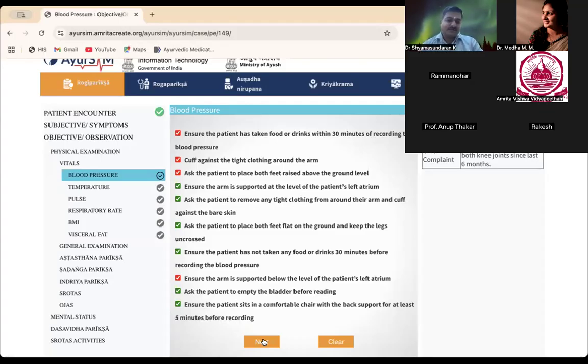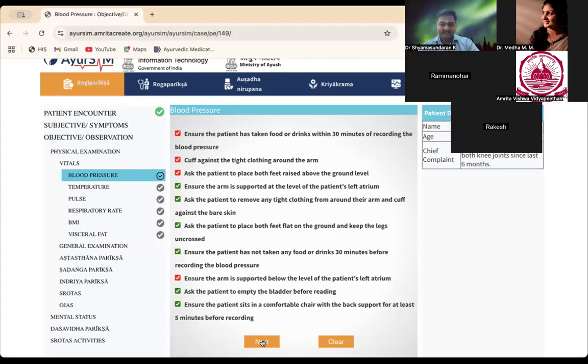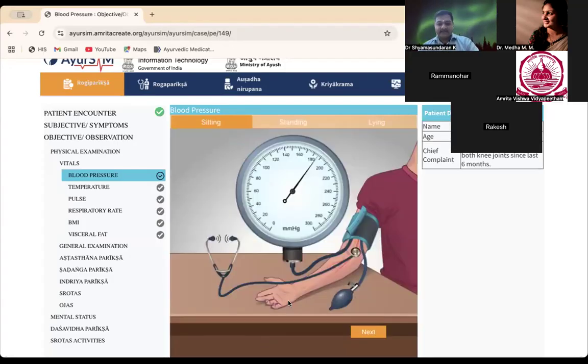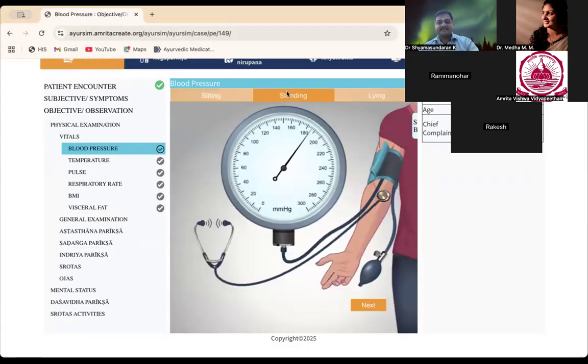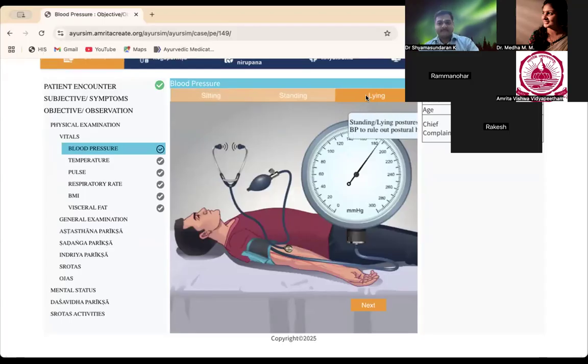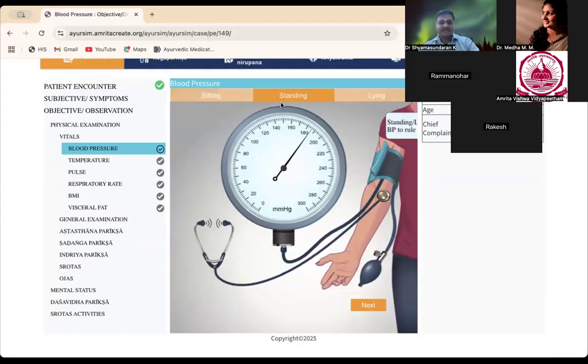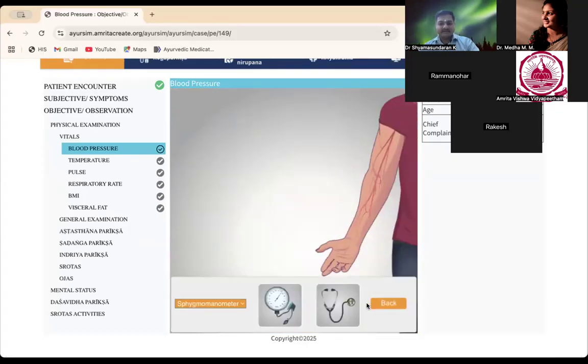Under each module, just like this, you will find instructions of how you are supposed to do it, which is a very, very important learning. Having done this, you go to the next thing. Here you see the BP apparatus. How do you want to do the examination of the patient? Is it sitting, standing, or lying? Once I choose standing, then I click next. You get all these separately.